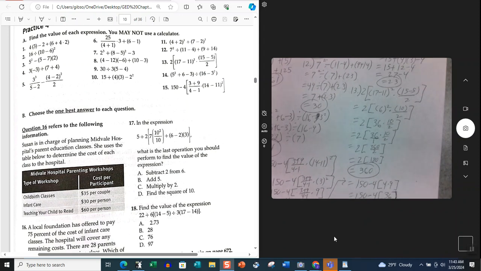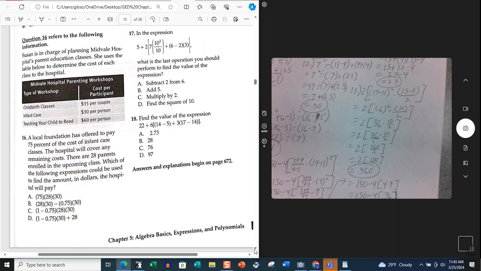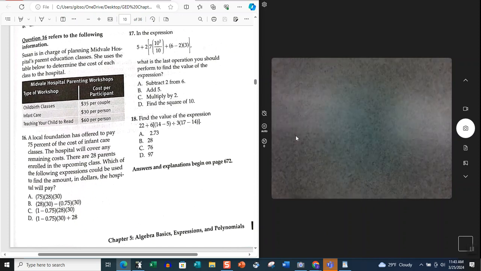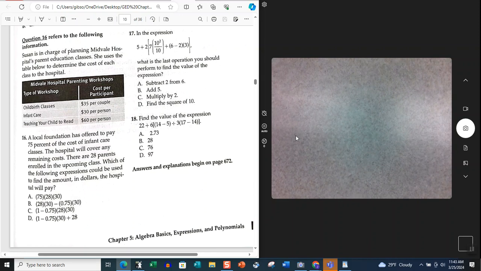Now we come here to problems 16, 17, and 18. It says, refers to the following information. Susan is in charge of planning Midvale Hospital's parent education classes. She uses the table below to determine the cost of each class to the hospital. A local foundation has offered to pay 75% of the cost of infant care classes. The hospital will cover any remaining costs. There are 28 parents enrolled in the upcoming class. Which of the following expressions could be used to find the amount in dollars the hospital would pay?